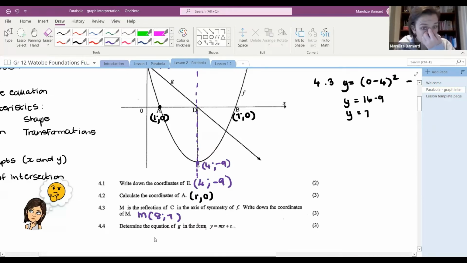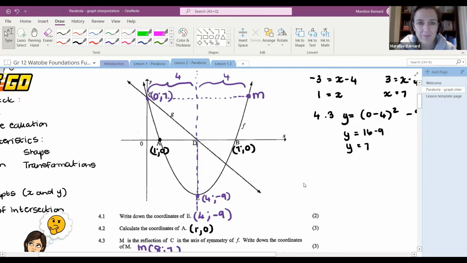Okay, so determine the equation of G in the form y equals mx plus c. Let's think about this for a second. We know that G goes through the y-axis at the same point. And then we can probably find what point D is. Point D is also working with the axis of symmetry. It is directly above E, so that is going to be halfway between 1 and 7.